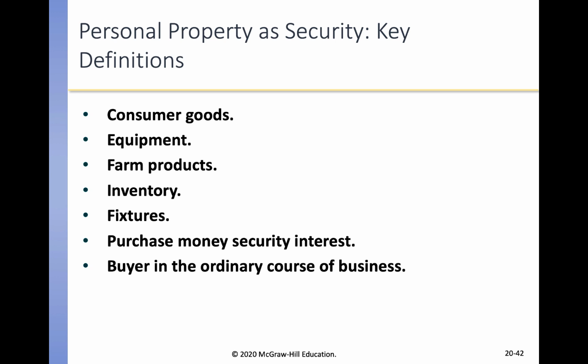These types of personal property are often used as security. First, consumer goods, and these are things that are bought for primarily personal, family, or household use. There's equipment, which is goods other than inventory. Farm products, which are crops or livestock or supplies used or produced in farming operations. Inventory, which is goods other than farm products that are held for sale or lease, or raw materials used or consumed in a business. There are fixtures, which are goods that are so related to real estate that an interest arises in them under real estate law.